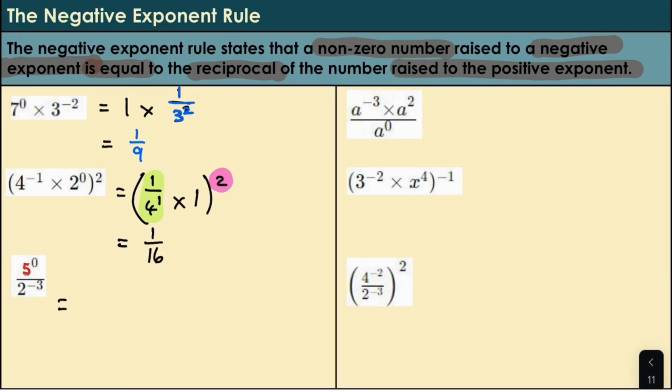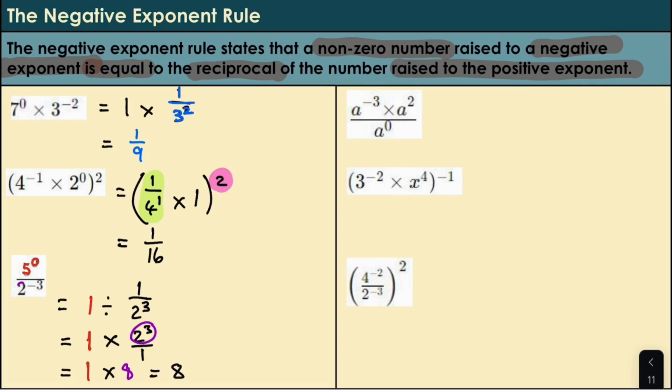Now we have 5 to the 0, and we know that 5 to the 0 is 1. And we have to divide by 2 to the negative 3. Now we know that 2 to the negative 3 is the same as 1/2 to the positive 3. And if we ever divide fractions, since we tip and times, we change divide to times, we put the 2 to the 3 on top of the 1. So we have 1 multiplied by 2 cubed. And we know that 2 cubed is 8. And 1 multiplied by 8 is 8.